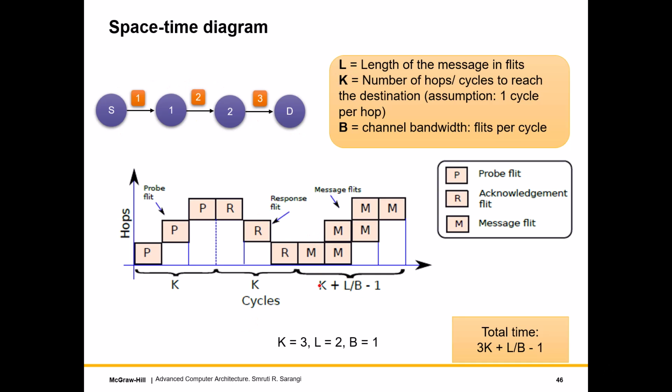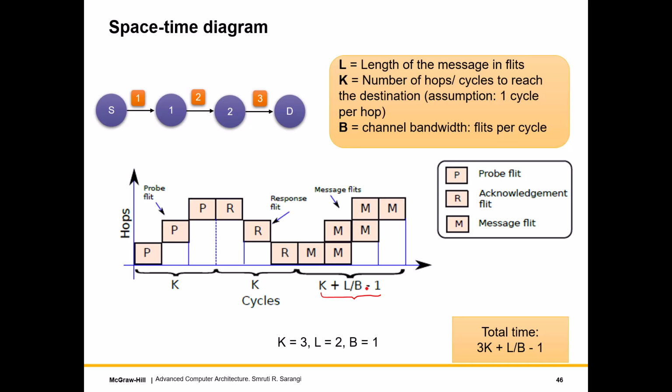So now let us take a look at this expression and see where it is derived. We will make the assumption that the channel bandwidth, the flits per cycle, is greater than or equal to 1. It's very easy to extend this formula to a case where the flits per cycle is less than 1, which nowadays is becoming more common. But let me discuss the genesis of this simplistic formula.